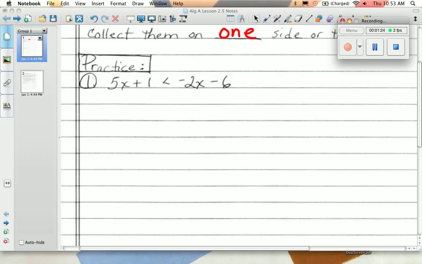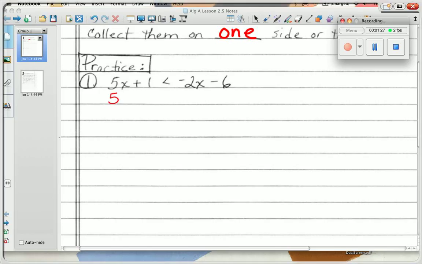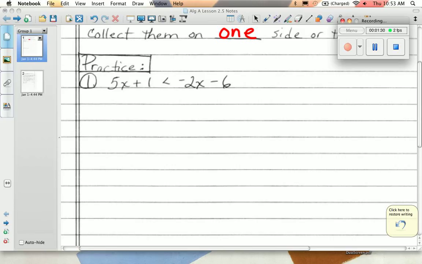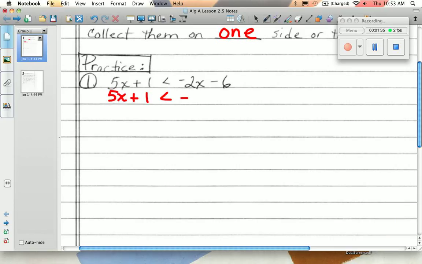So before we do that, let's first write this as an add the opposite problem, okay? So we're going to have 5x plus 1 is less than negative 2x plus negative 6, because some of us keep making that same mistake thinking you can read subtraction backwards. Well, now that we've got it as addition, now we can read it backwards and say, if we're going to move the negative 2x, it's being added. So what do we do to undo that? Add its opposite. So we're going to add 2x to both sides.